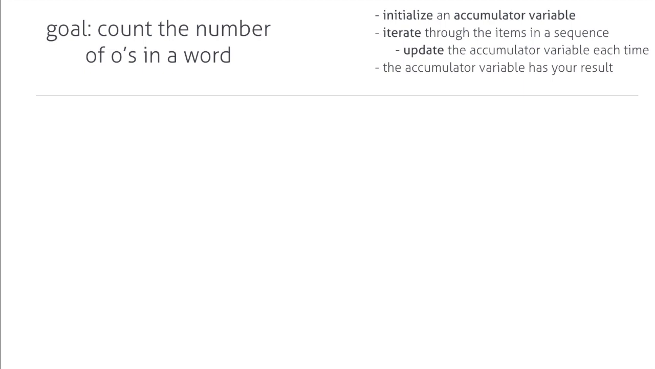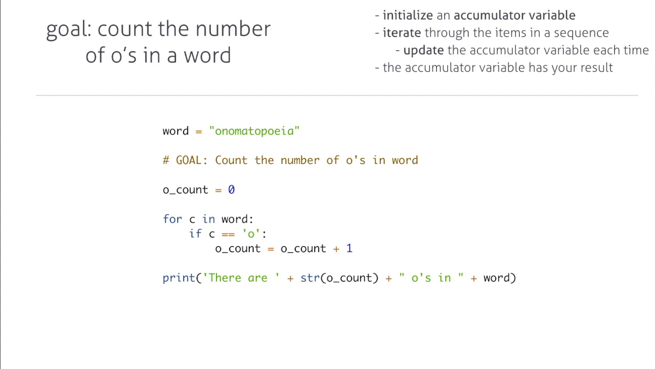So let's do another example. Suppose that our goal is to count the number of O's in a word. This is the code to do that. So here I'm setting word to be onomatopoeia as an example, and I have an accumulator variable o_count, which I start out as 0. Then I loop over every character in my word.